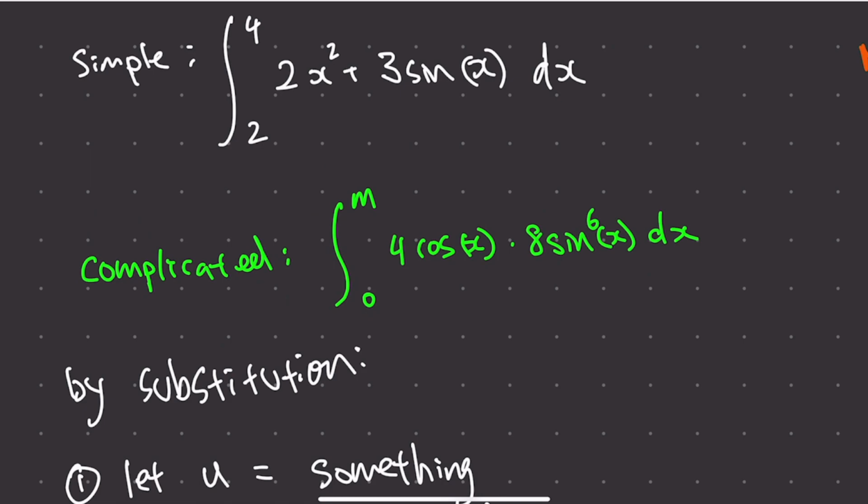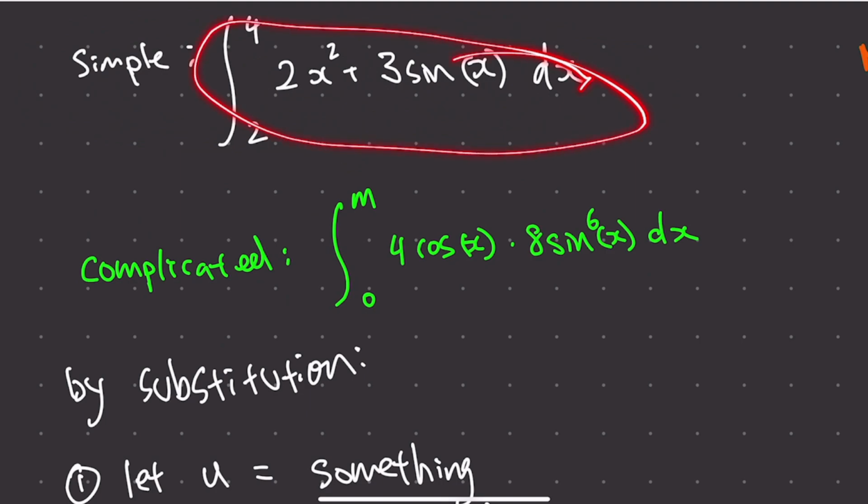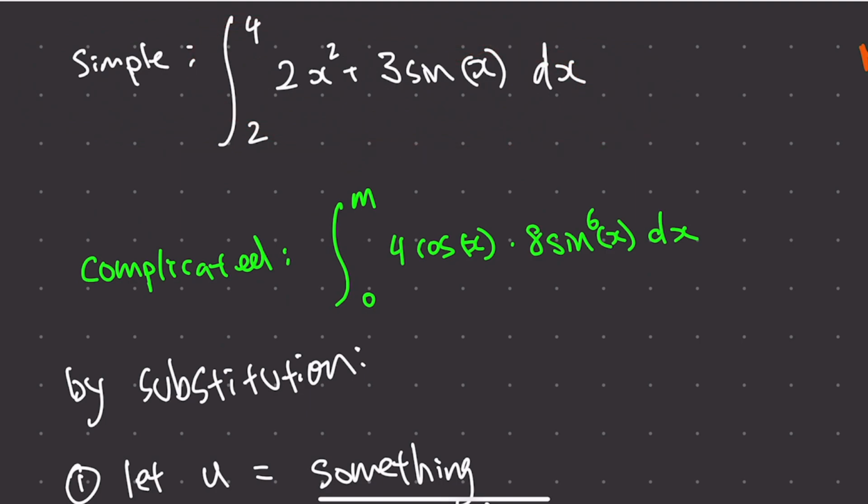In chapter 5.5, we covered some simple definite integrals. Why is this a simple definite integral? Because you can see it's an addition of two chunks, meaning we can break this up into two integrals, and each of these integrals is easy. This is called the simple case, which we covered in 5.5. If you do not know how to do this, you need to look at the 5.5 video.